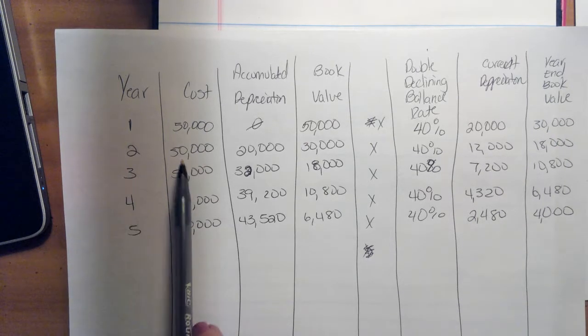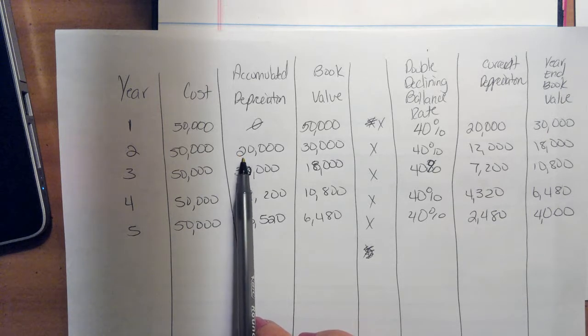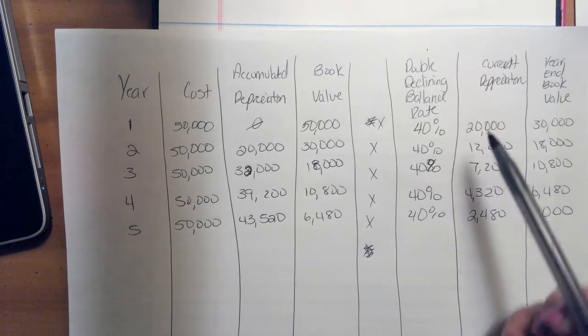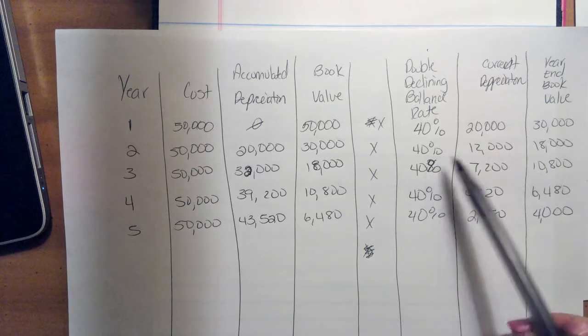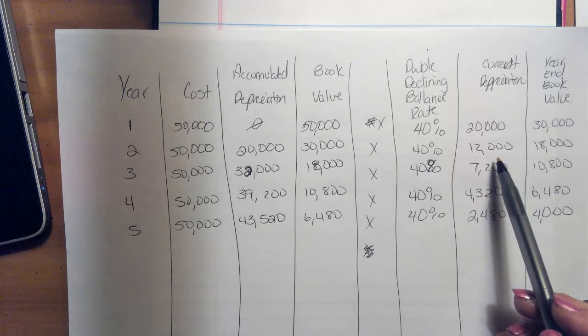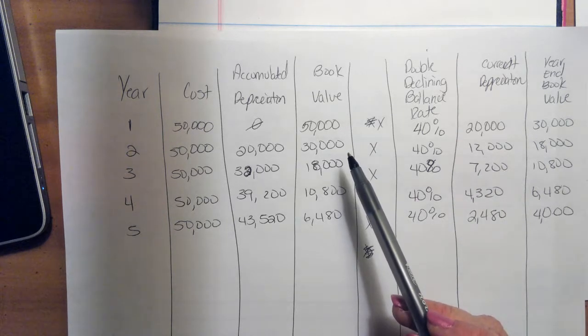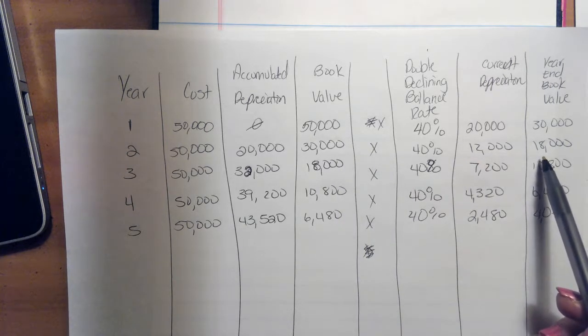For the second year, we're going to start off with the cost. We're going to apply our accumulated depreciation, which is now $20,000. We obtained that from our previous year's depreciation. Our current book value is now $30,000. We're going to multiply $30,000 by 40%. That gives us $12,000. We're going to subtract $12,000 from the $30,000 book value to determine that the year-end book value is now $18,000.